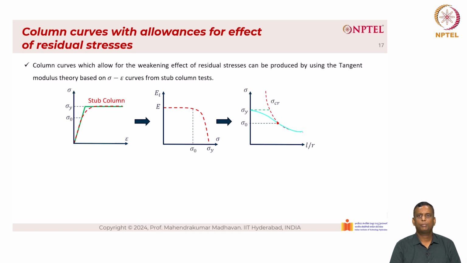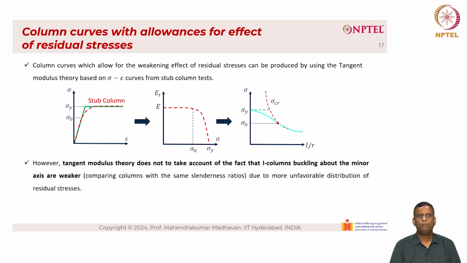So this again can be represented in terms of stress versus slenderness, where you can see that there is a deviation between the Euler curve and the curve that is shown in the cyan color. That deviation is represented by the red color point on the slide on the right hand side. And this graph, which is parabolic in nature between sigma y and the red color point, is given by this tangent modulus theory. However, tangent modulus theory does not take account of the fact that I columns buckling about the minor axis are weaker compared to columns with the same slenderness ratios due to more unfavorable distribution of residual stresses.